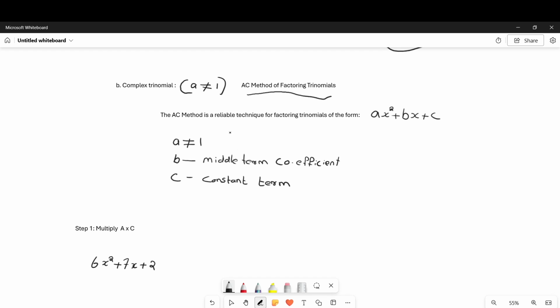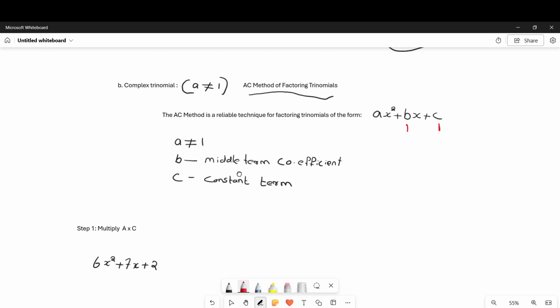Here, the AC method is a reliable technique of factorizing trinomials in the form of ax squared plus bx plus c. But the condition is a is not equal to 1. It should be more than 1. So b is the middle term. This is called the middle term. c is the constant term. Constant means there is no x, no variable with this. So this is called a complex trinomial.